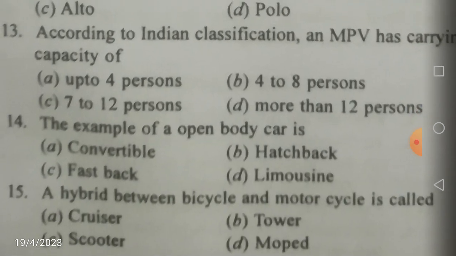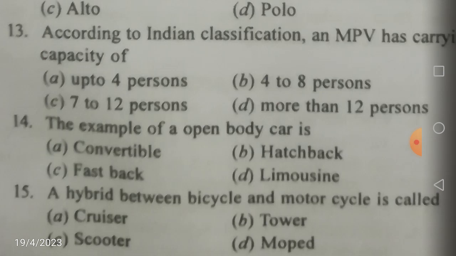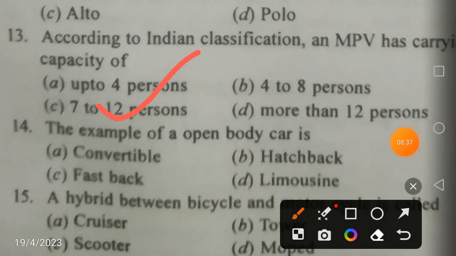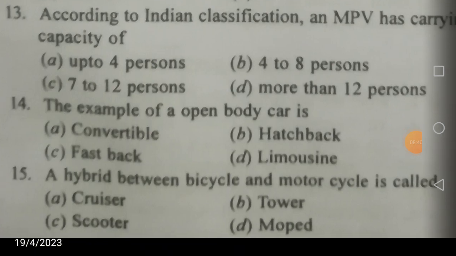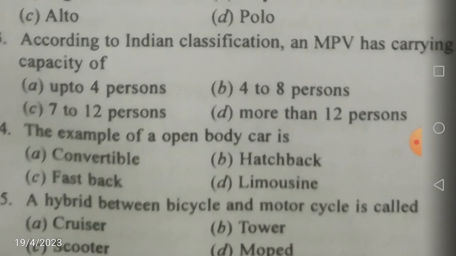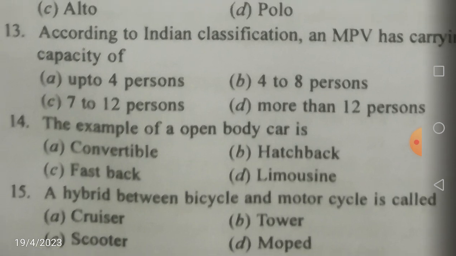Now, according to Indian classification, an MPV has carrying capacity of what? Let us check it. Up to 4 persons, 4 to 8 persons, 7 to 12 persons, or more than 12 persons. So what is the correct answer? 7 to 12 persons. Low, high and medium are there. So according to Indian classification, an MPV has carrying capacity of 7 to 12 persons. For low and high also, the numbers are given. We will see later.